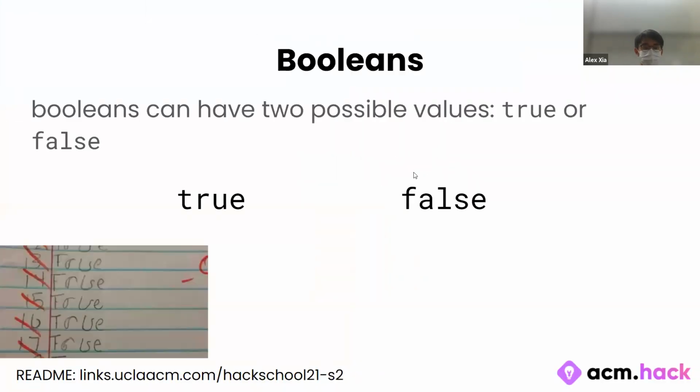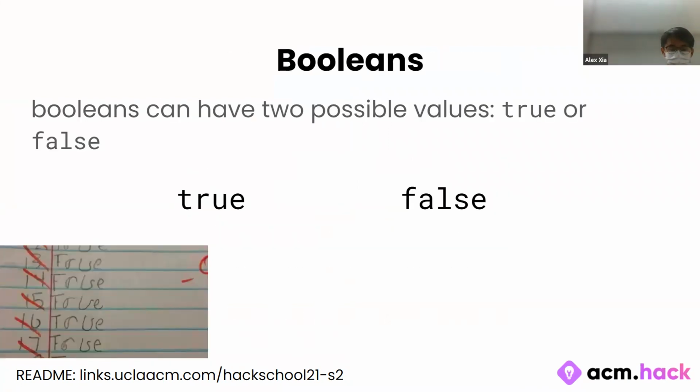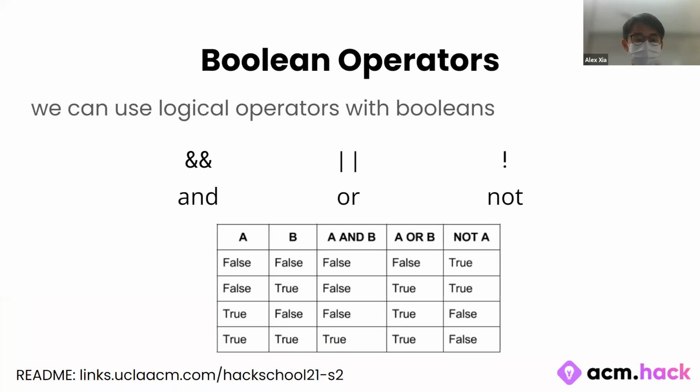Moving on, Booleans. Booleans can have two possible values only, true or false. For example, we've seen it in our previous example, was 5 equal to 5, and it gave us a Boolean back. It was true. Now for operations on Booleans, we can do three different operations: the logical and, the logical or, and the logical not. And these logical operators actually work very similar to English.